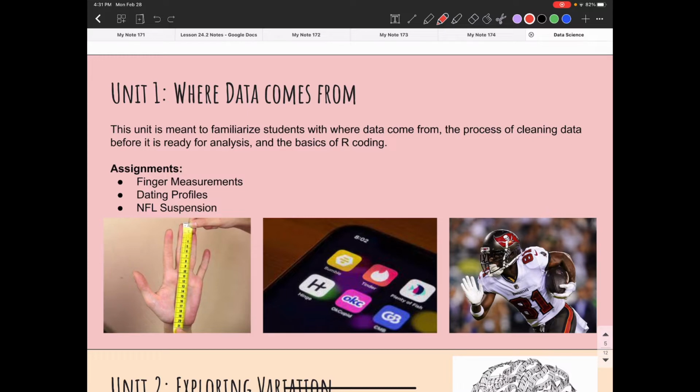All the assignments in Unit 1 are built around cleaning data. We'll do an assignment where students will measure their finger lengths and then compare their data with the rest of the class. We'll also be doing an assignment looking at information from dating profiles and another assignment on NFL suspensions. These activities are going to show students how in authentic data collection situations there are often sources of error that data scientists have to figure out.